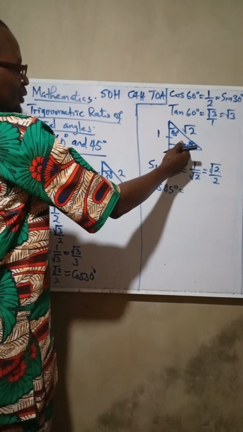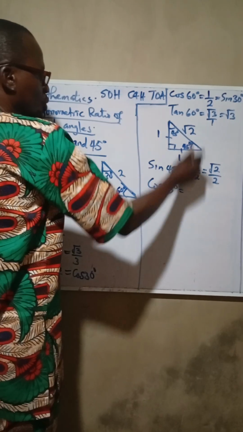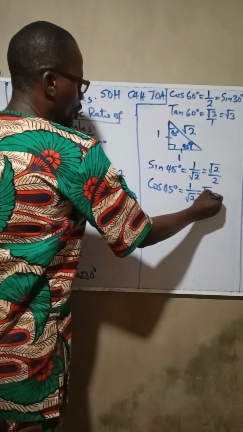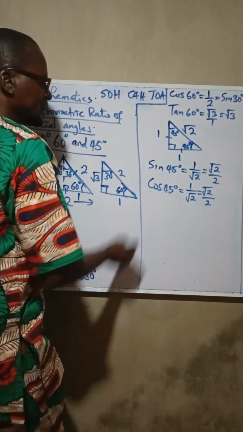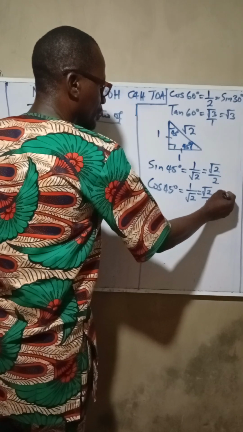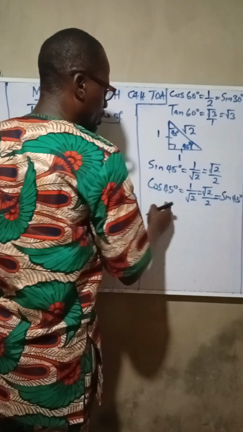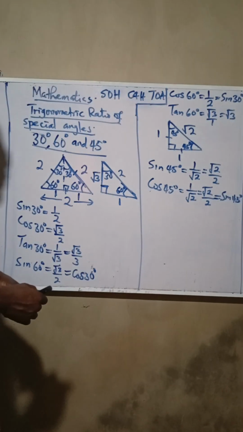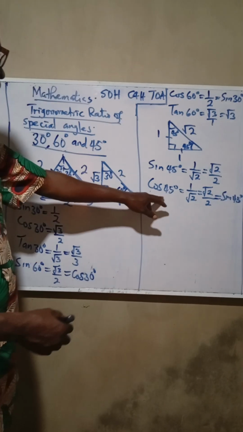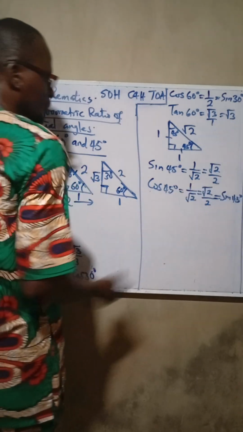So for cos 45 degree, this is 45. Cos is adjacent over hypotenuse. Adjacent is 1 over root 2. It's also 1 over root 2, which is root 2 over 2. You can see that sine 45 is equal to cos 45, or cos 45 is equal to sine 45 degree. You must note this. Take note of this. It's another important trigonometry identity or function.